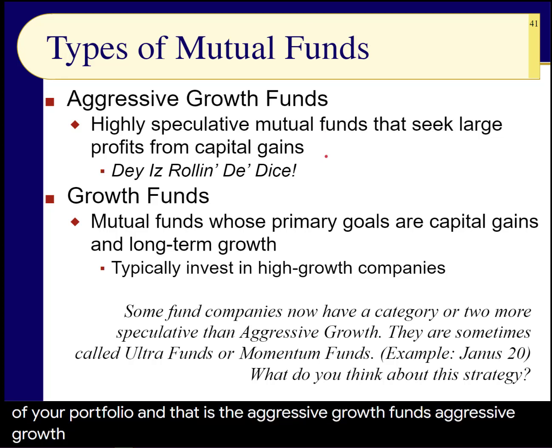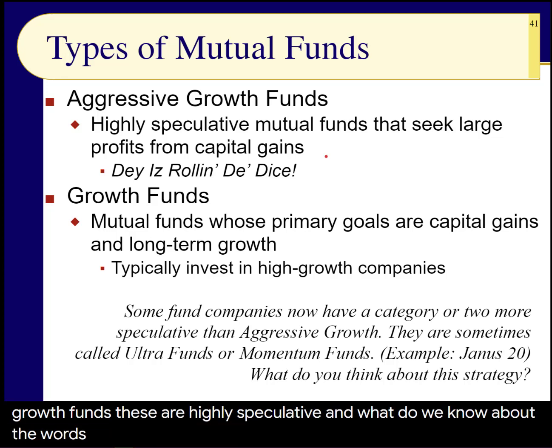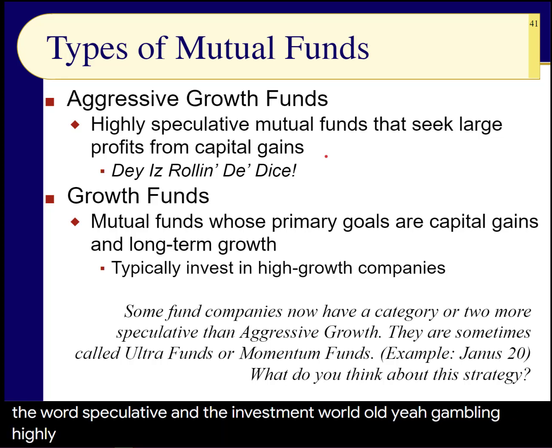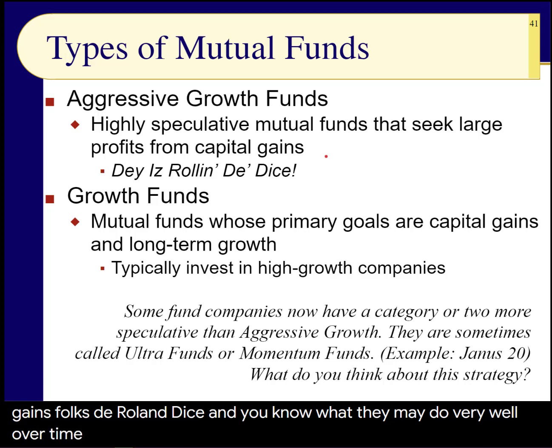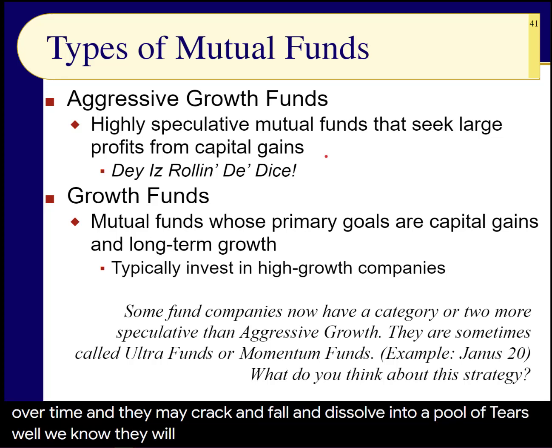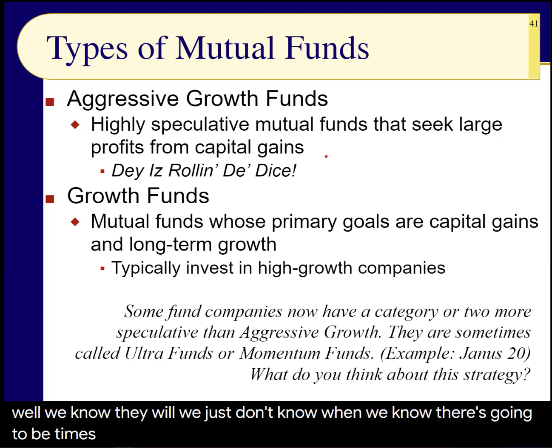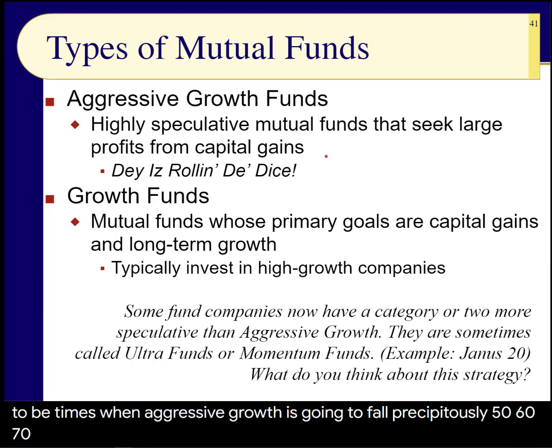Aggressive growth funds. These are highly speculative, and what do we know about the word speculative in the investment world? Yeah, gambling. Highly speculative mutual funds that seek large profits from capital gains. Folks, they're rolling the dice. And you know what? They may do very well over time, and they may crack and fall and dissolve into a pool of tears. Well, we know they will. We just don't know when. We know there are going to be times when aggressive growth is going to fall precipitously, 50, 60, 70%.